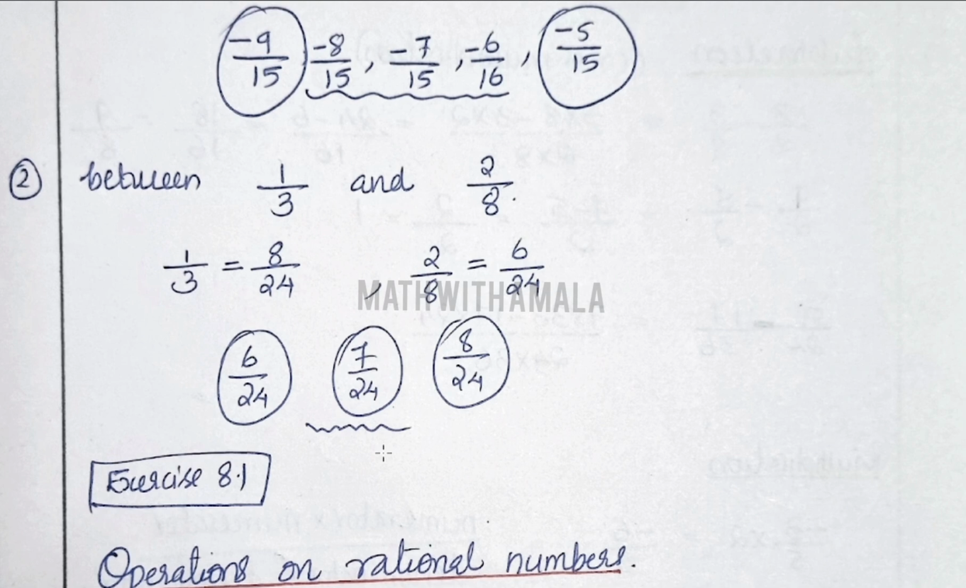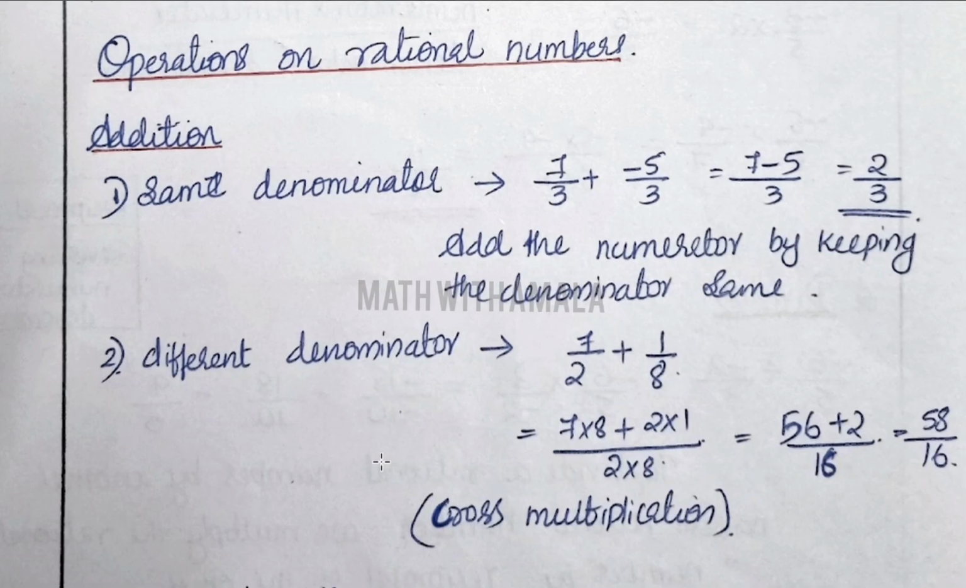Between 1 by 3 and 2 by 8, you can have the numbers 6 by 24, 7 by 24 and 8 by 24. Next one, operations on rational numbers. We can add, subtract, multiply and divide with rational numbers like we have done for fractions.